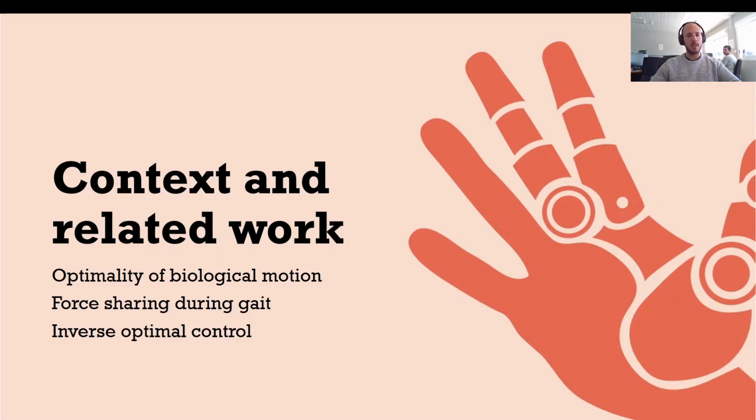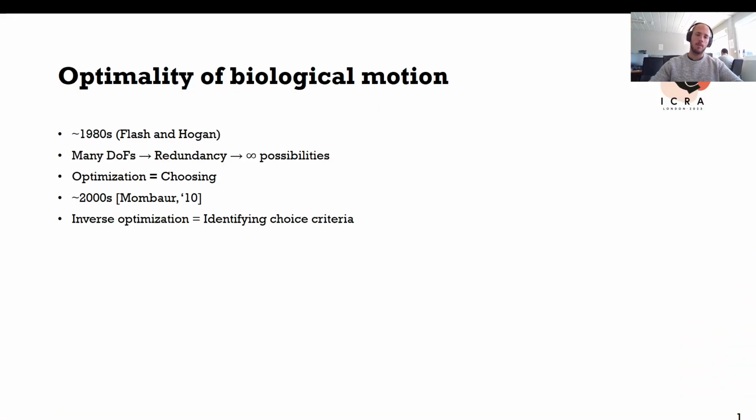I will start by presenting the context and the related work. The hypothesis of optimality of biological motion was emitted during the 20th century. The first computational models applied to human motion appeared in the 1980s with Flash and Hogan. Biological systems have many degrees of freedom, making them redundant and granting them infinite possibilities when choosing trajectories of motion. Trajectory selection is modeled thus as optimization.